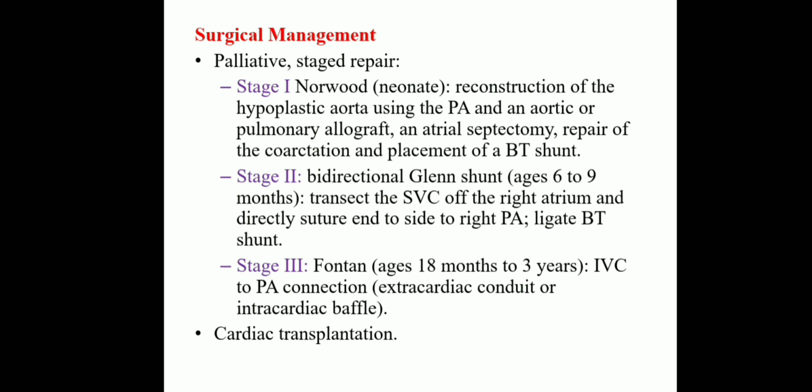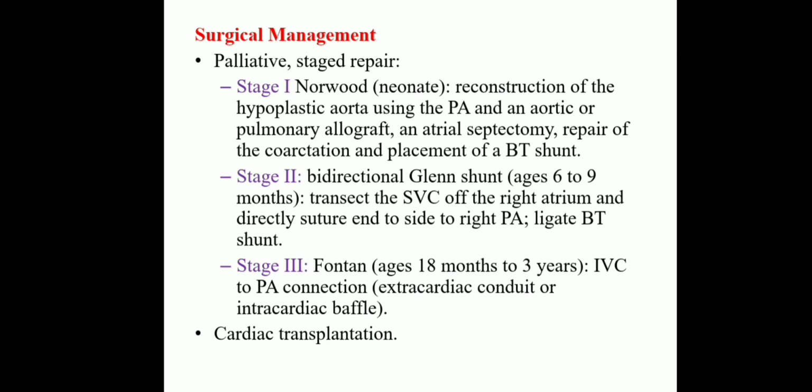Okay, this is done for stage 1 for neonates, and stage 2 surgery is done for the 6 months to 9 months age group of children, that is the bidirectional Glenn shunt. They transect the superior vena cava from the right atrium, and directly suture it end to side to the right pulmonary artery, and ligate the BT shunt. Okay, this is about the bidirectional Glenn shunt.